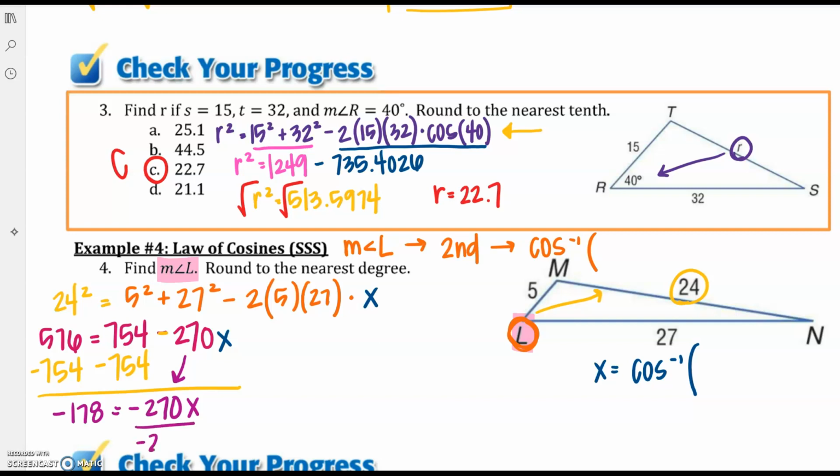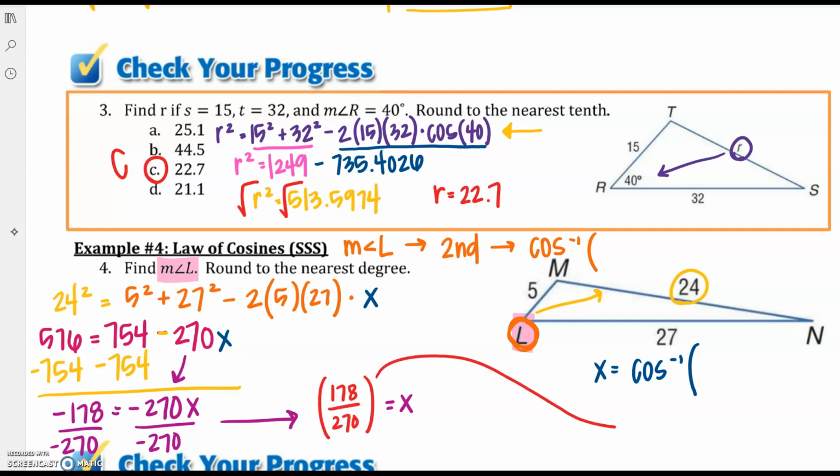Divide by negative 270. So, continuing that, x is going to equal, and then I can literally just keep this in a fraction. And then I'm going to plug that into my inverse cosine. So, inverse cosine, I'm solving for that angle because x equals, I got it where I needed to.